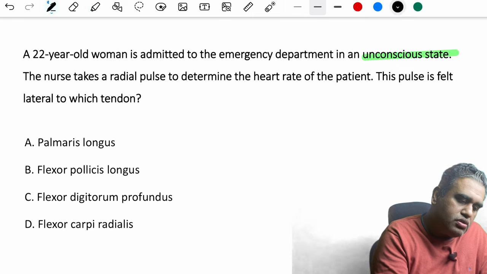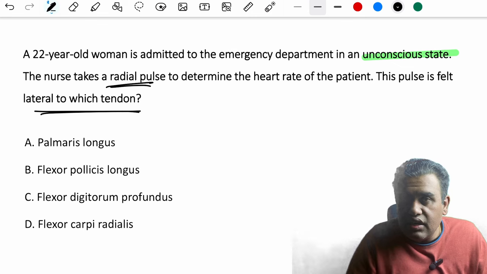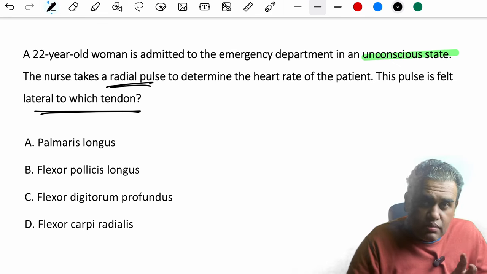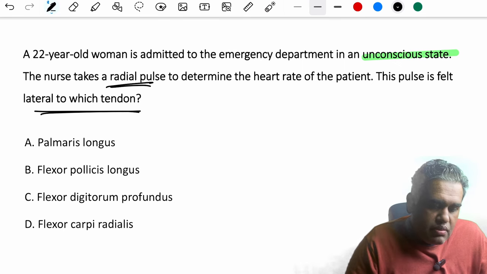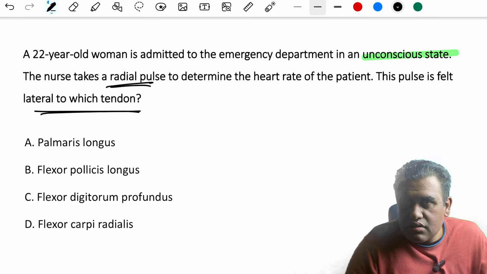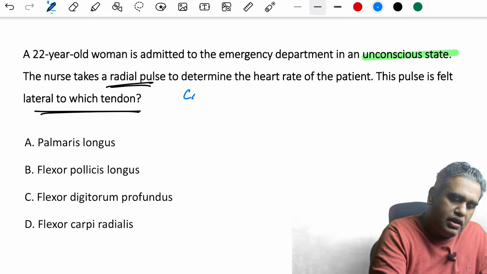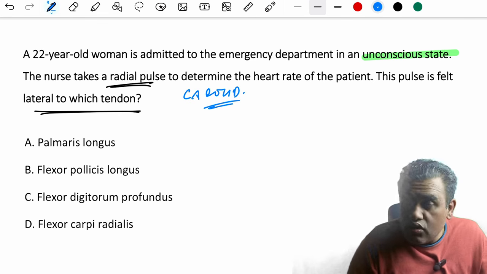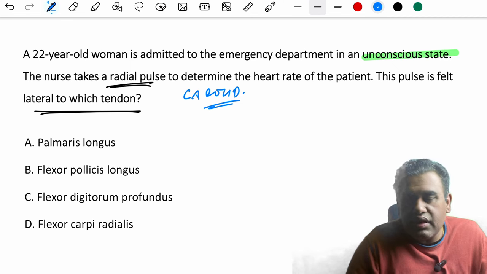Now anatomically they ask: okay, radial pulse le li, it is present lateral to which tendon. Core anatomy question based on a clinical approach. Is question mein catch hai? I'm not talking of the answer. In an unconscious patient, is it advisable to take a radial pulse? Normally in an unconscious patient, carotid pulse is advisable. But chalo, for the sake of the question, radial pulse le li.